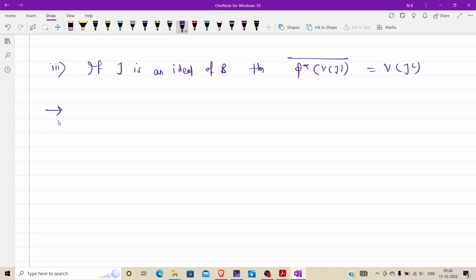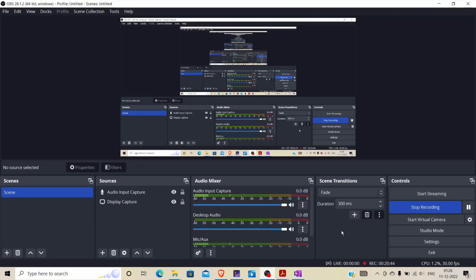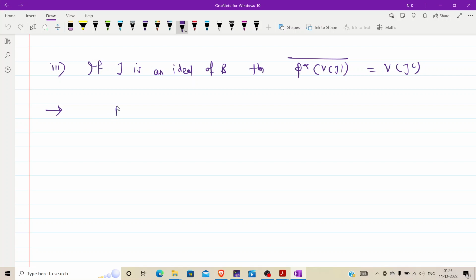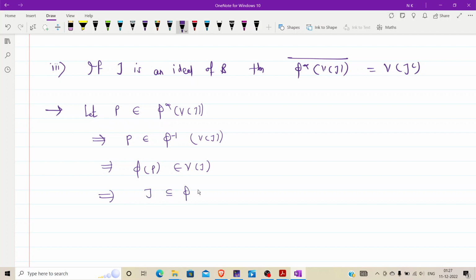So first of all, let us take P belongs to phi star of V of J, right? So what does this imply by definition? If P belongs to phi star of V of J, that means P belongs to phi inverse of V of J, right? So what does that mean? That means phi of P belongs to V of J, that means J is contained in phi of P.